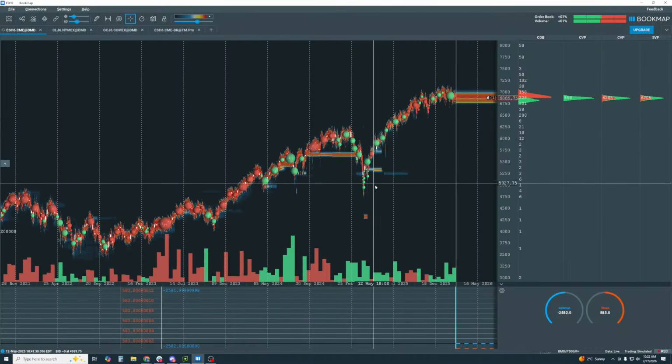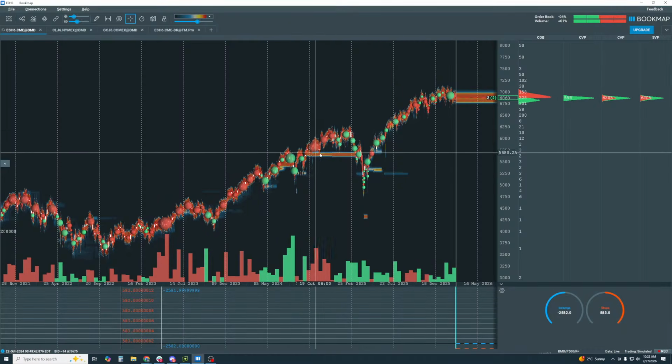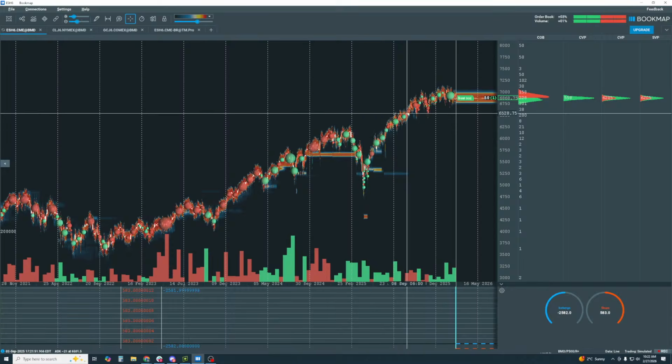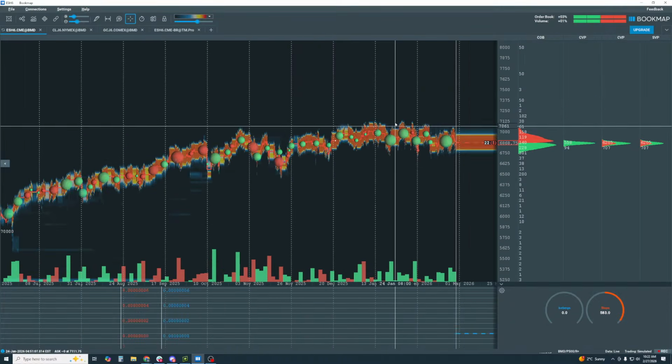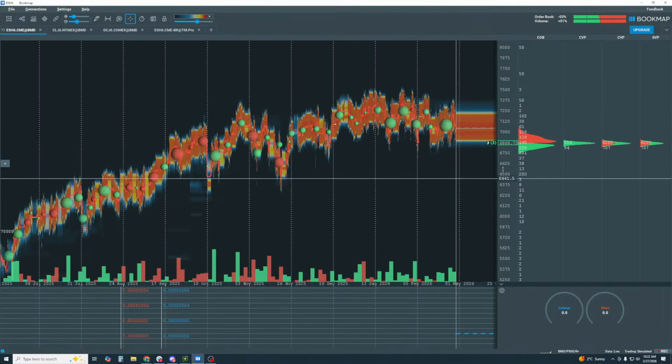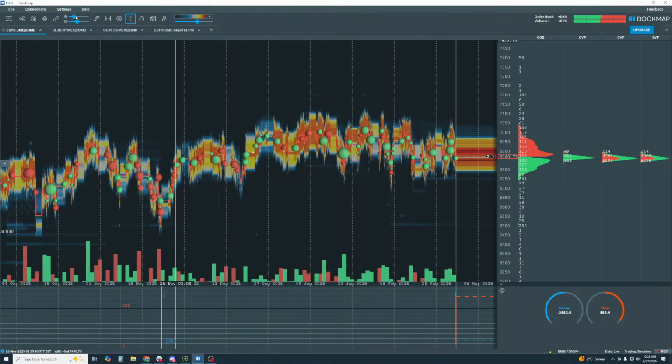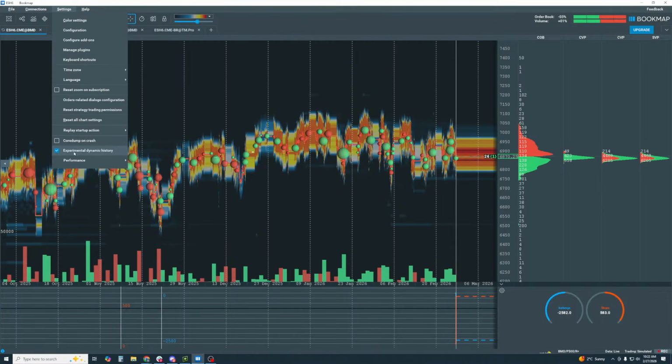Okay, so anyway, we'll go through some of these things in the order flow as well. But let's start to zoom in a little bit more. And I just wanted to show that you will also need to go to settings here and check the box here for experimental dynamic history, okay, if you want to have that zoom out for a couple of years.